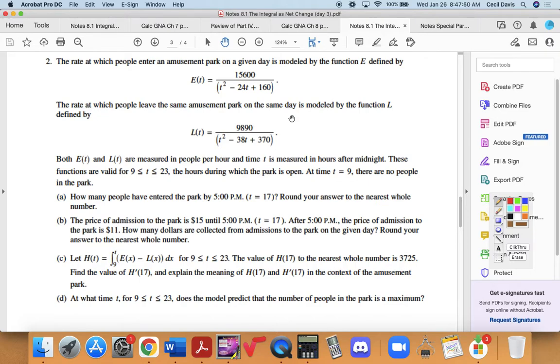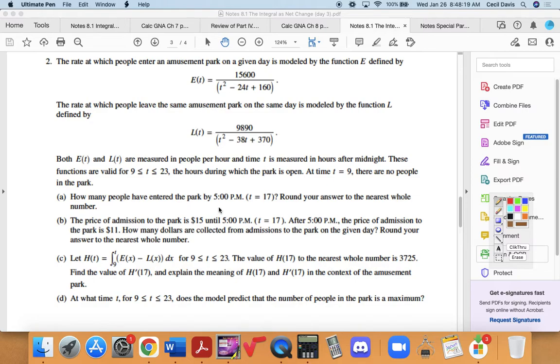At t is equal to 9, there are no people in the park. How many people have entered by 5 o'clock? Round your answer to the nearest whole number. Why would you do that? Because it's the number of people. It makes sense. Half the person coming out, well, you can be counting this much of his body is outside of the gate at this point.